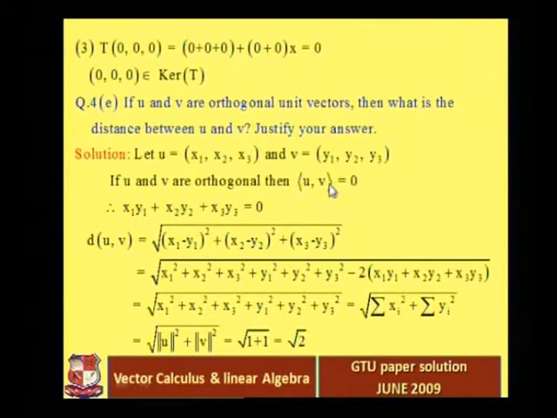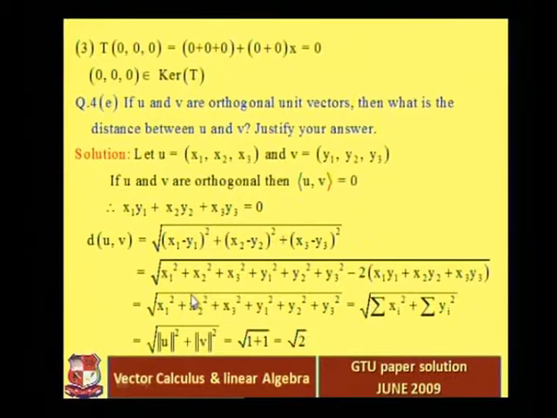When the inner product of U with V is equal to 0, that means, using the Euclidean inner product, x1 y1 plus x2 y2 plus x3 y3 is equal to 0. So the distance of U and V is equal to the square root of (x1 plus y1) squared plus (x2 plus y2) squared plus (x3 plus y3) squared. So under the root, that is equal to the square root of x1 squared plus x2 squared plus x3 squared plus y1 squared plus y2 squared plus y3 squared minus 2 into (x1 y1 plus x2 y2 plus x3 y3). Because x1 y1 plus x2 y2 plus x3 y3 is equal to 0, this term will be cancelled out.